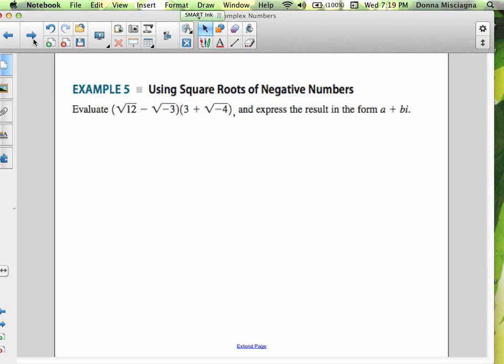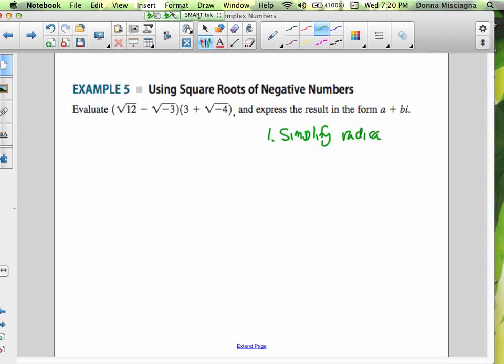All right, using square roots of negative numbers. So we want to evaluate our expression here: square root of 12 minus the square root of negative 3, times 3 plus the square root of negative 4, and express results in the form a plus bi. Our first step should be to simplify the radicals before we start multiplying and messing things up.